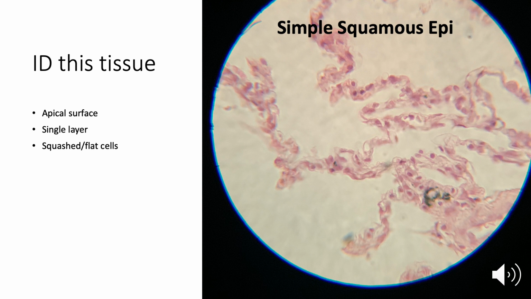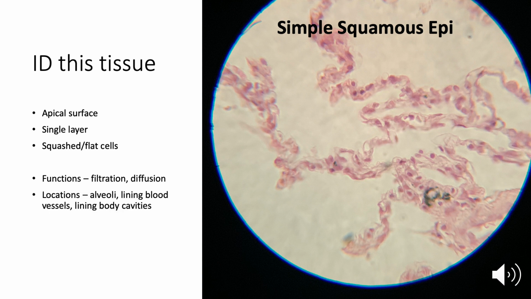The other thing to add on here, and there will be a few questions on function and location. Functions for simple squamous are filtration and diffusion. If you think about a filter, like a coffee filter, for example, very, very thin in nature, just like simple squamous, which is a thin layer of squishy cells. Locations, this particular location is the alveoli, which are in the lungs. And then for all of our epithelial types, you probably want to include the word lining or covering to get full credit. So we line blood vessels or line body cavities with simple squamous epi as well.